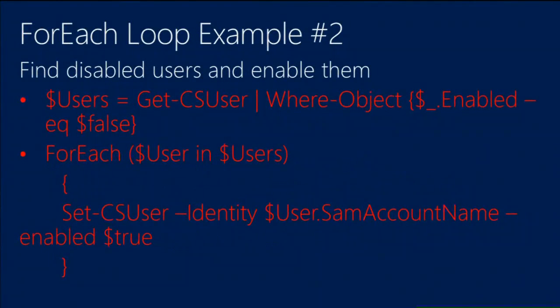Okay, so the second example of where we're using a loop. This time we're actually going to search for some users and actually do something against that user rather than just displaying it. So in this example, we're just discovering all the disabled Lync users and then enabling them. So very similar to before, we just do the Get-CsUser, then we filter on that object, but this time we're looking for the false users, not the enabled users. And then once we have that information, we just run our foreach loop on that information and then actually do a Set-CsUser enabled.